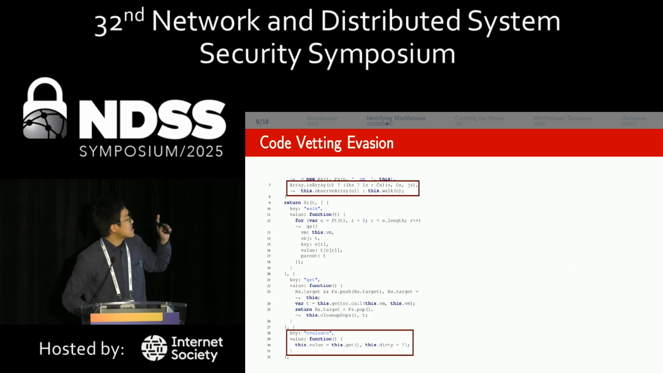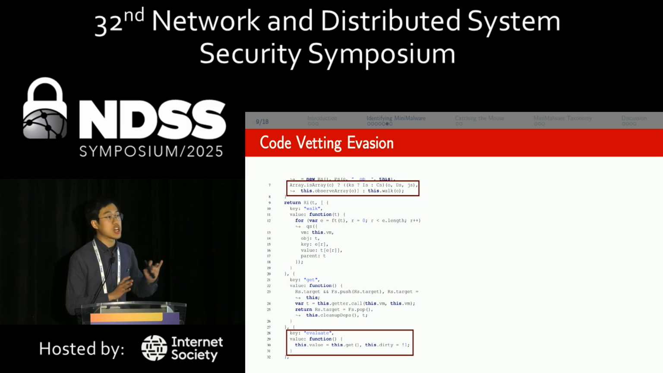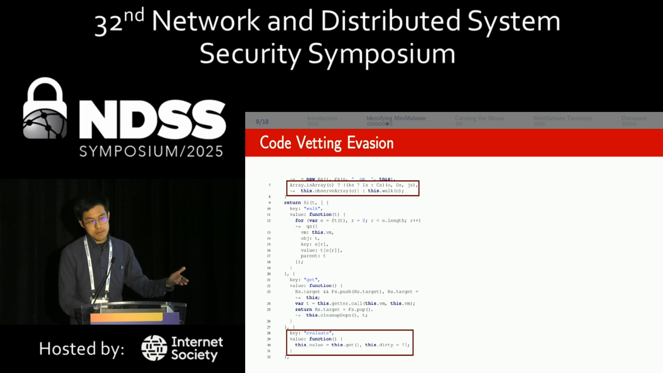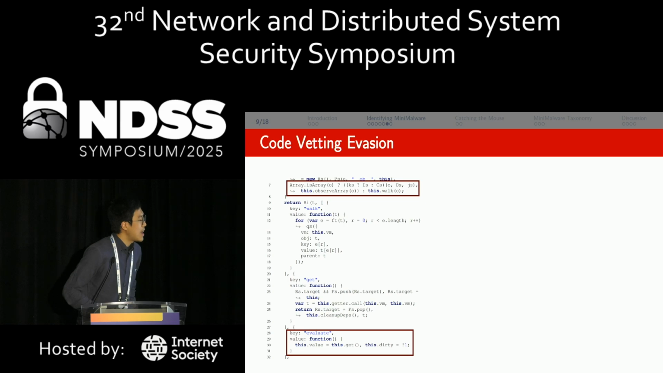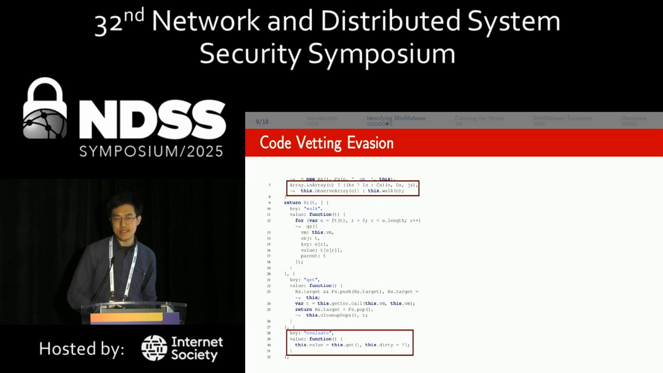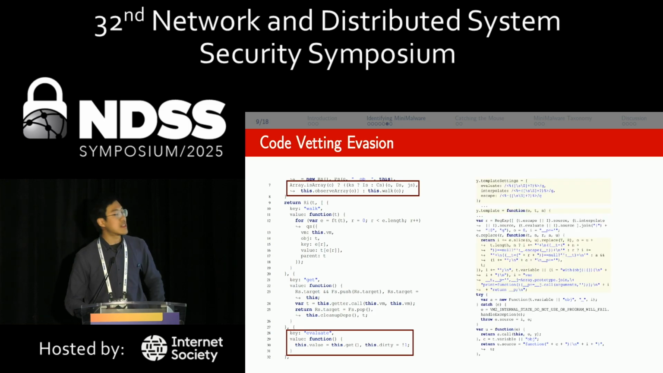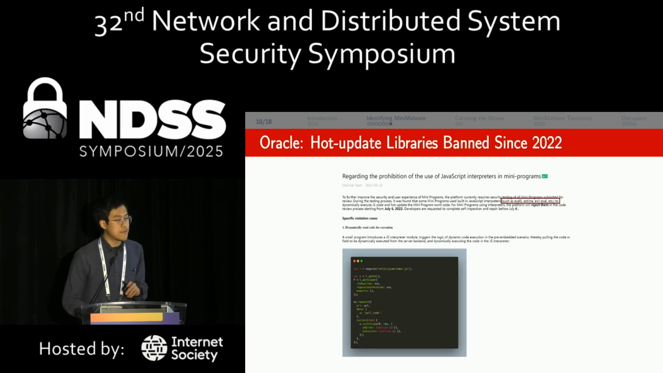The second thing is code vetting evasion. The cloud-delivered content can be a variable, but can also become code. And because JavaScript is a dynamic language, you can implement your own interpreters, where you evaluate the value of a node, presumably from an AST node tree. There are also cases of tampering with the templates to display different things dynamically. These implement an API to evaluate node values that resembles hot update code, like eval.